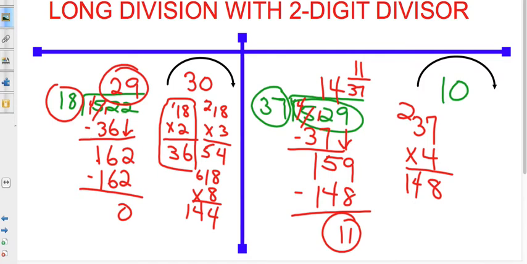Always check your work. You will check this problem by multiplying 37 times 14 and adding the number 11 to that, and you should get 529. This is 2-digit division for review of Chapter 2's Go Math test.